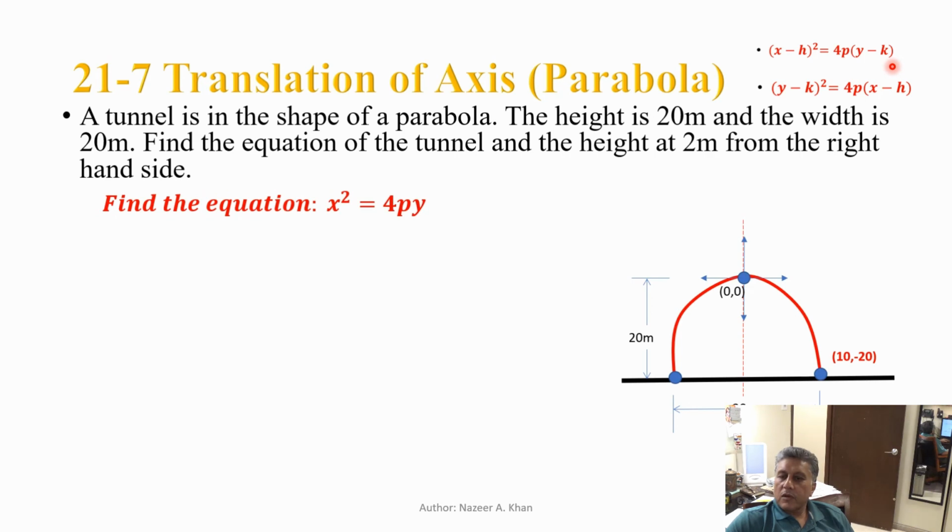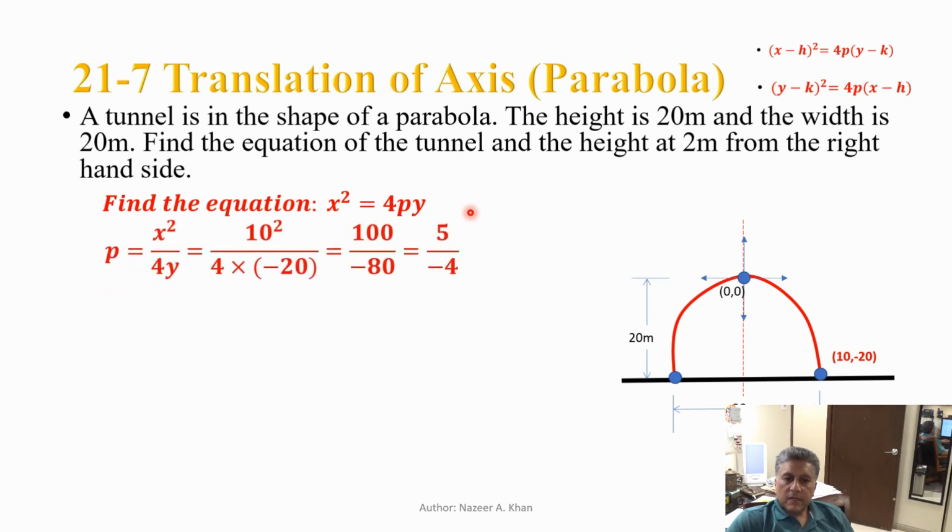x squared is equal to 4py. So if we substitute zeros in there for the vertex, we get this. Okay? Now, let's go and plug in our values. Right? Let's solve for p first. We want the equation, so we have to find p.